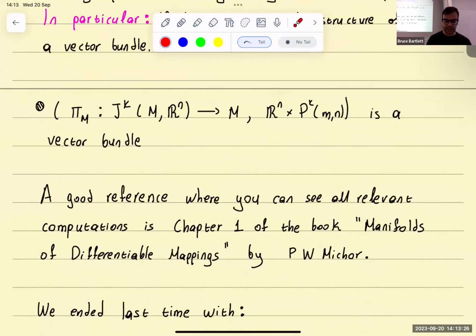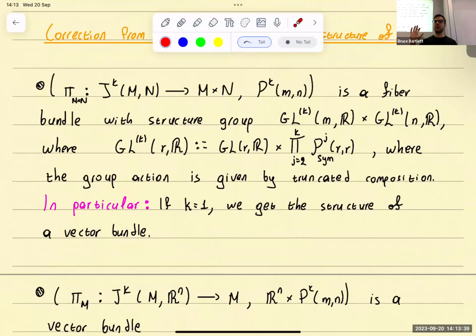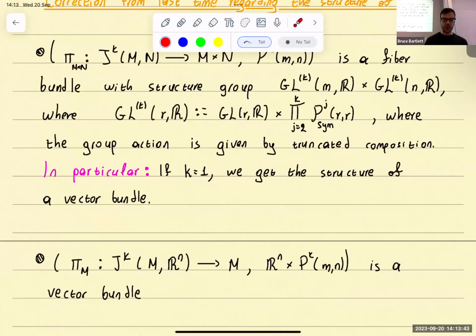So yeah, I was imprecise and also wrong about J1 last time, so I just want to put out here what's known about the structure of the jet spaces and where you can find it.